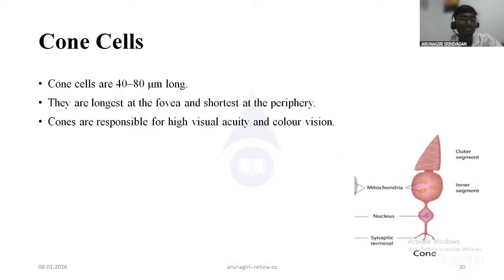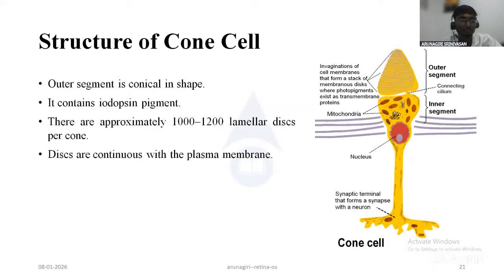Cone cells. Cone cells are one of the photoreceptors. They are 40 to 80 micrometers long, longest at the fovea and shortest at the periphery. Cones are responsible for visual acuity and color vision. Structure of cone: the outer segment is conical in shape. It contains iodopsin pigment. There are approximately 1000 to 1200 lamellar discs per cone. Discs are continuous with the plasma membrane.